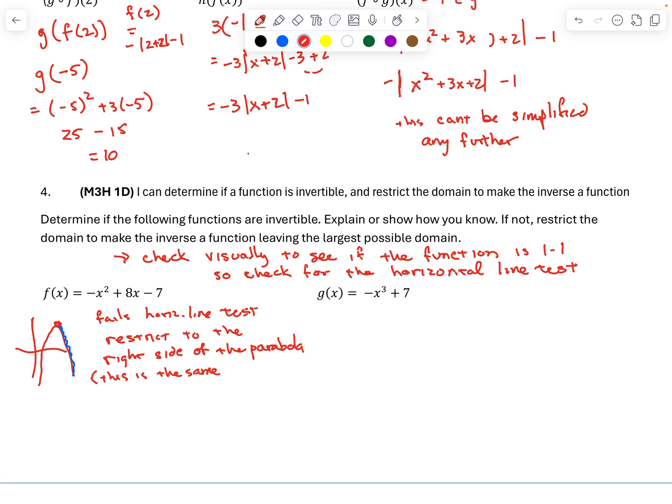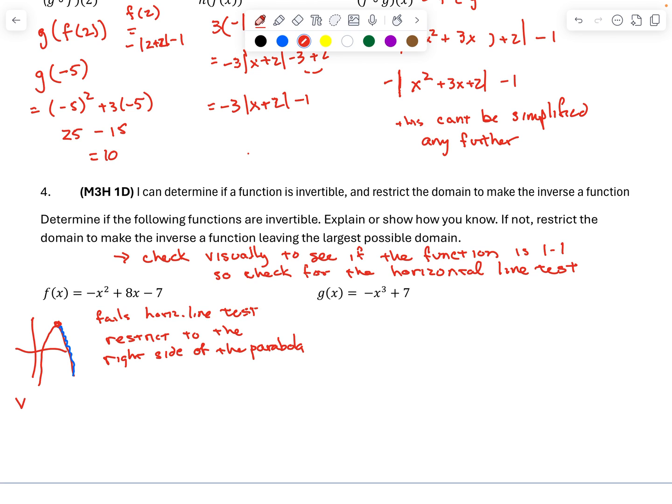What it does is basically on the inverse side, instead of just taking the square root, you take plus or minus the square root. You can't do that. That's not a function. So how do you find the right side of the parabola?